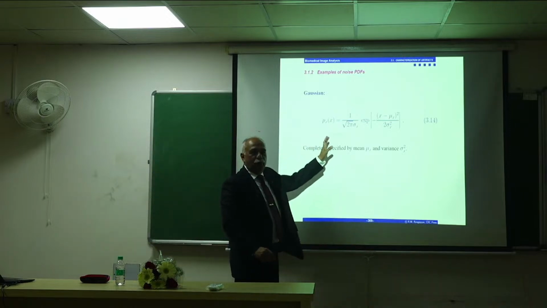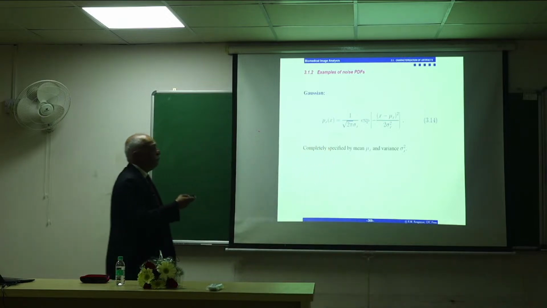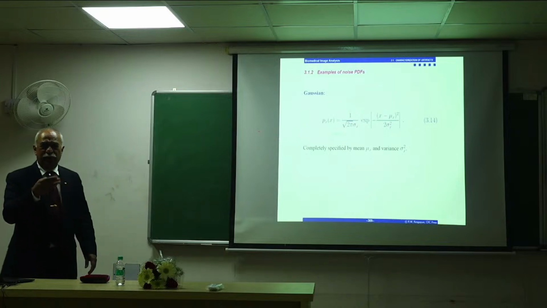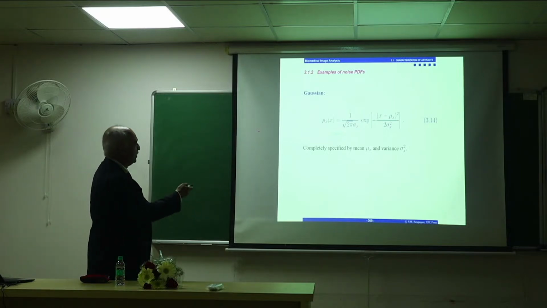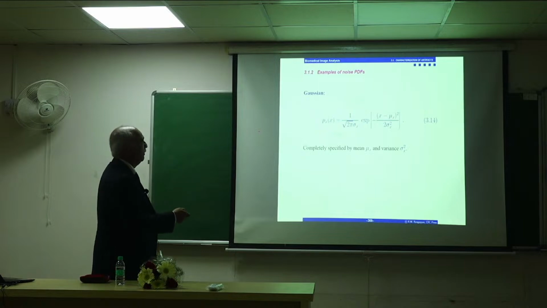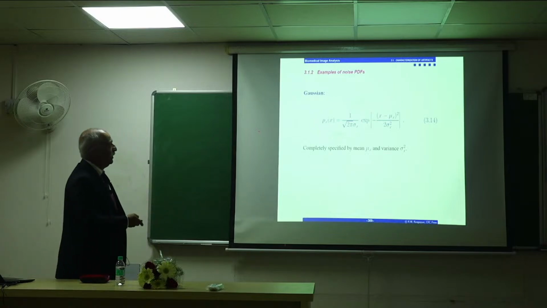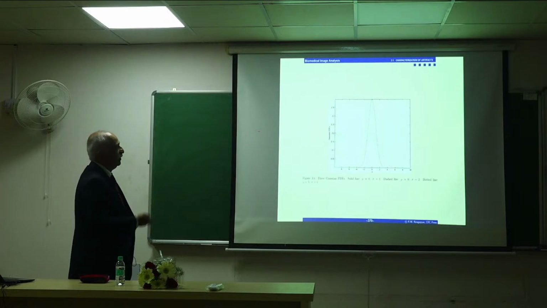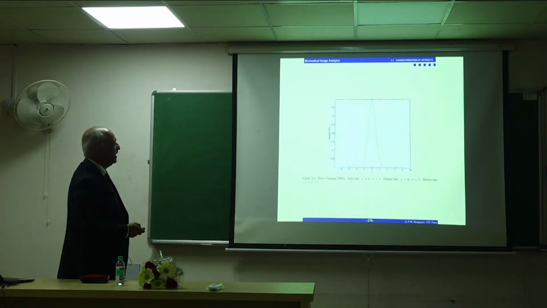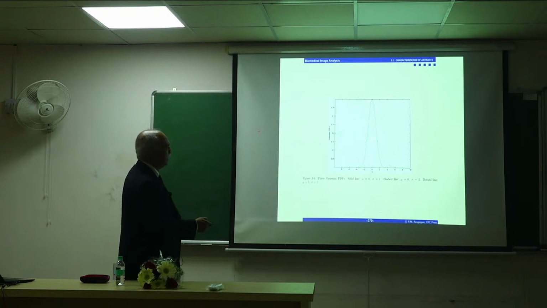A few examples of PDFs. By looking at the distribution, you should be able to judge what kind of a function it is. Gaussian is this. You have the mean and the variance, exponential with the normalization factor. It is completely specified by the mean and variance, only 2 parameters. Looks like that. Everybody knows Gaussians. Different, same mean but different variance, and different mean.